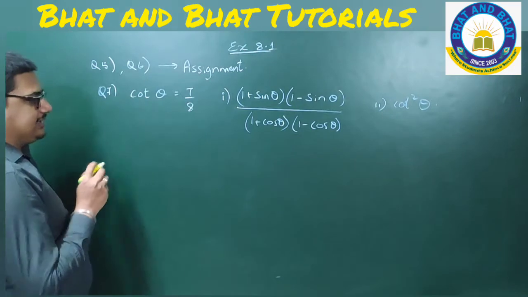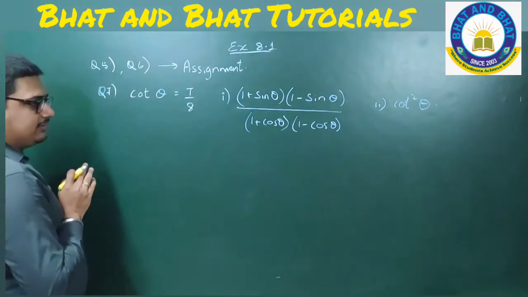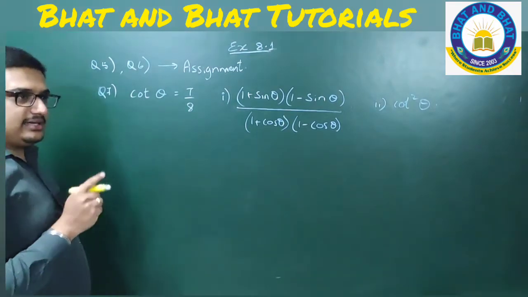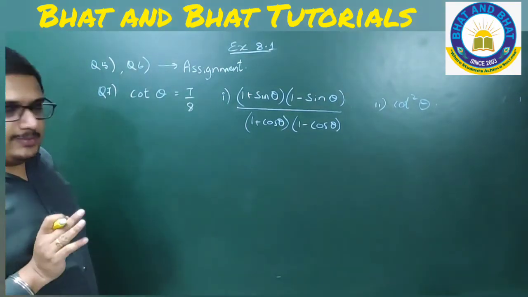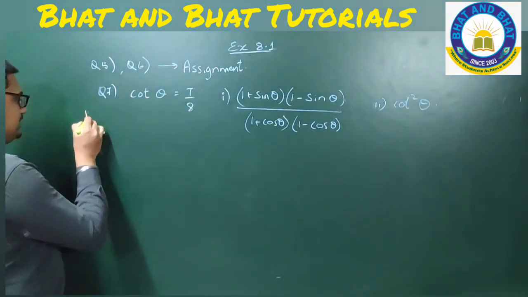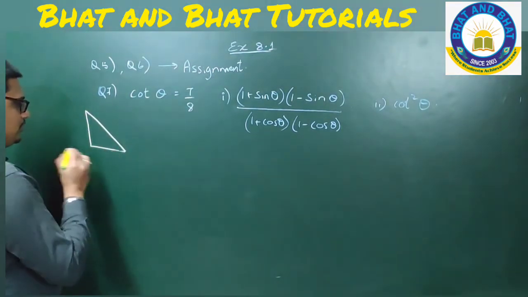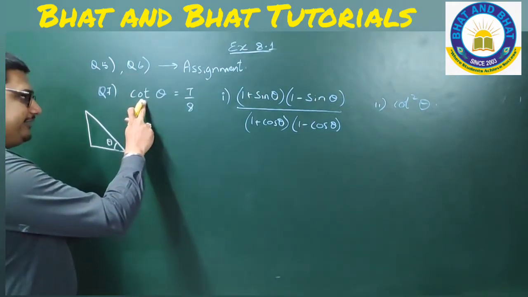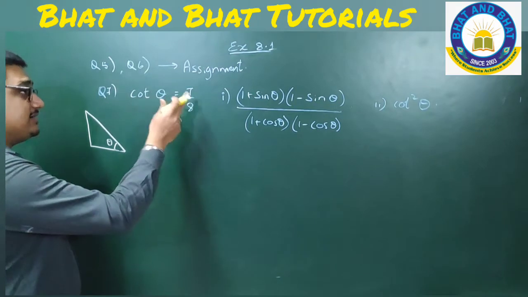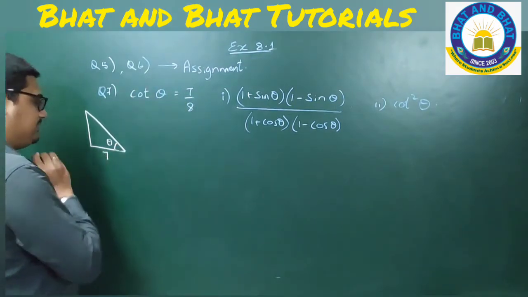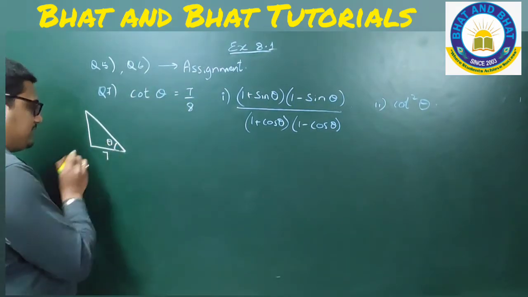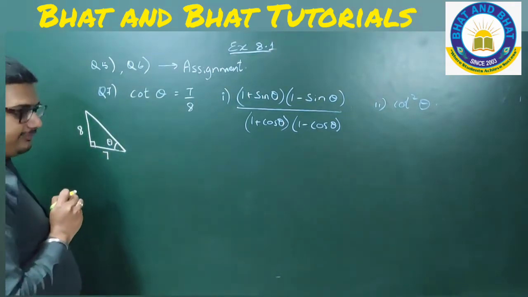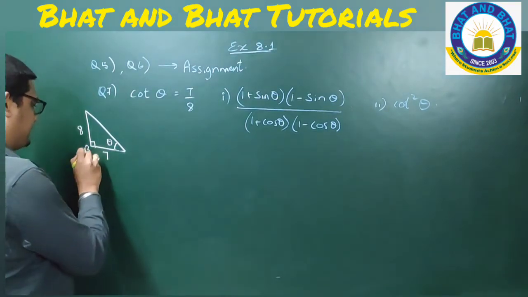Before going into the first subpart, let us find out what sine theta and cos theta are. See, cot theta is nothing but adjacent side divided by opposite side. So let me draw the triangle. If this is my angle theta, cot theta is, by definition, adjacent divided by opposite. So the adjacent will be 7 because this is the side adjacent to angle theta, and then this will be my opposite. Then what is the hypotenuse? Let us name the triangle and find out.